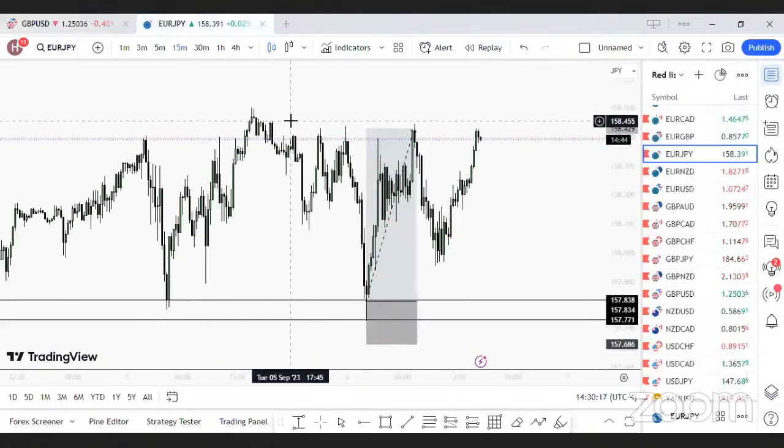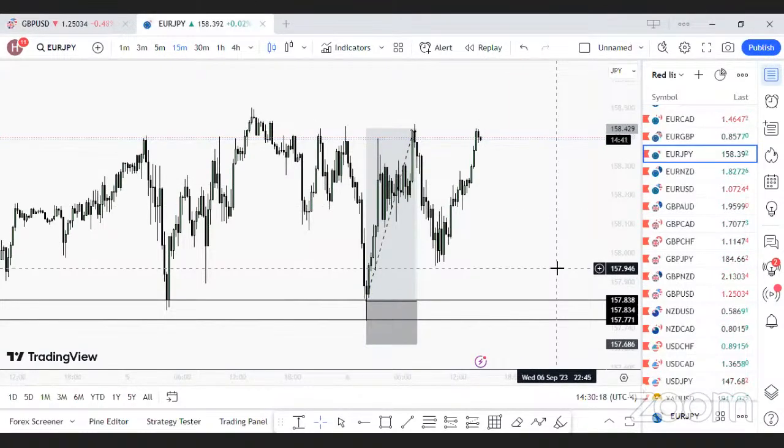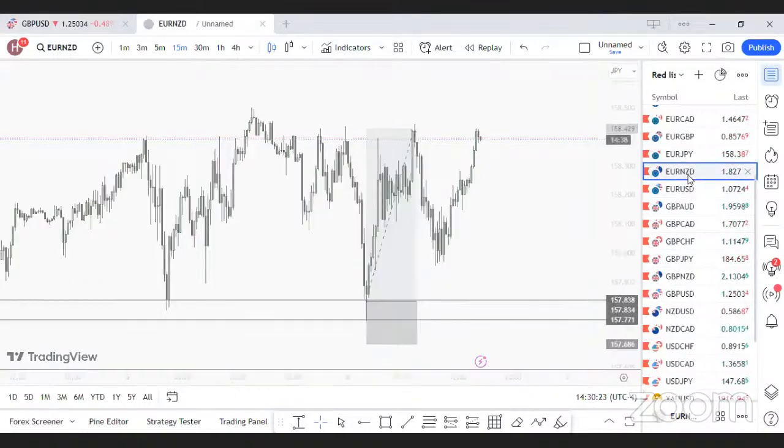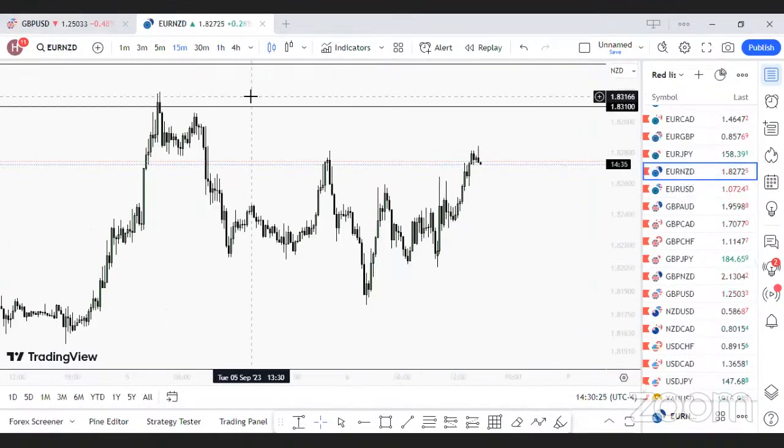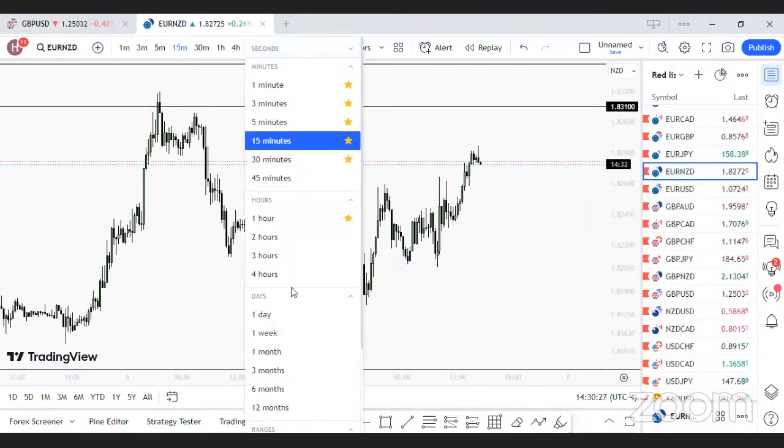So let me make another example. Let's make another example using an uptrend market. A market that is going up, not down this time around.